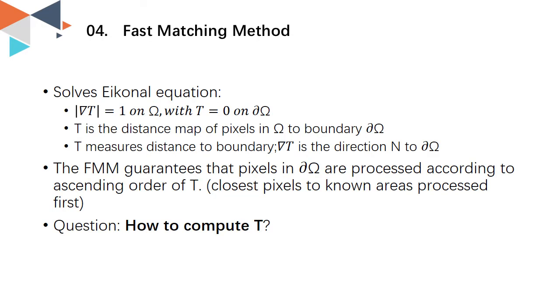The fast marching method tries to solve the Eikonal equation. In this formula, T is the distance map of pixels to the boundary, and the gradient of T is the direction n to the boundary, also called the isophote direction. The fast marching method guarantees that the pixels in the boundary are processed according to the ascending order of T. So the closest pixels to the known areas are always processed first. So how do we calculate T?